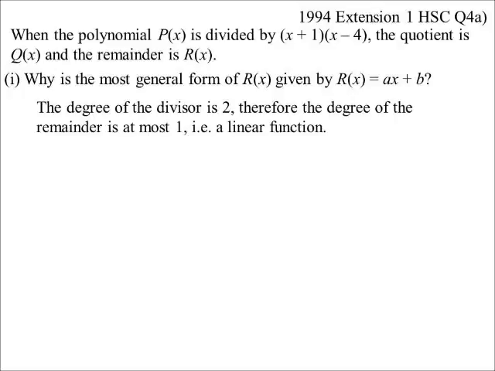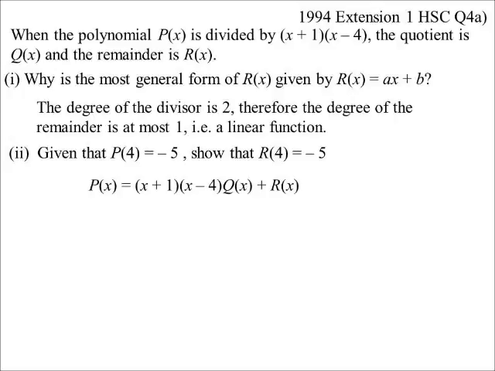The degree of the divisor is always more than the degree of the remainder. They've told us polynomial 4 is negative 5. Show that remainder 4 is also negative 5. Well, if we write out our expansion, the divisor was x plus 1, x minus 4, times the quotient, plus the remainder. Subbing in, 4 minus 4 of course is 0. So remainder 4 is polynomial 4, which they've told me is negative 5.